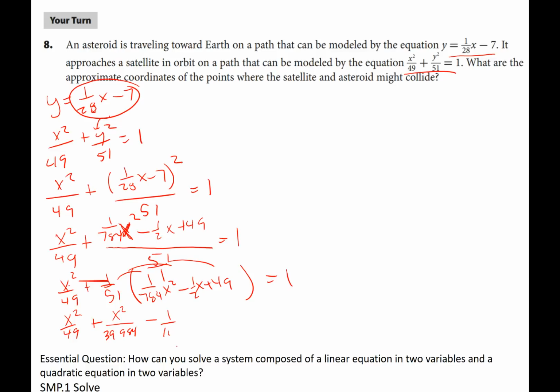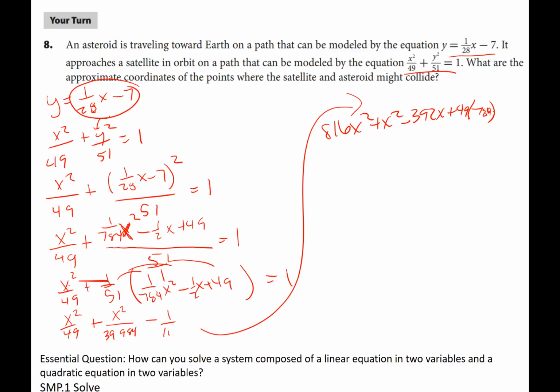Okay, so we had the line. Let me just rewrite the line. The line that we had down there at the bottom, you need to rewind the video and get the line, is 816x squared plus x squared minus 392x plus 49 times 784 equals 39984. All right, so we're going to combine like terms.